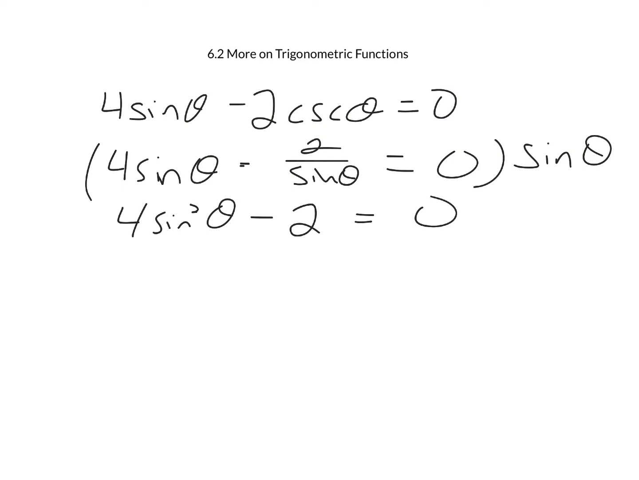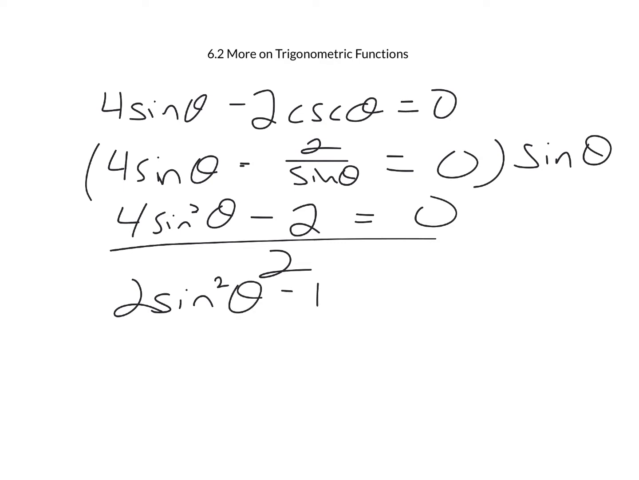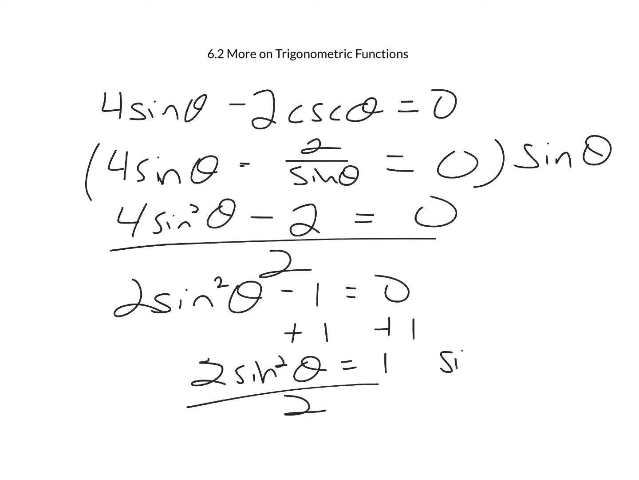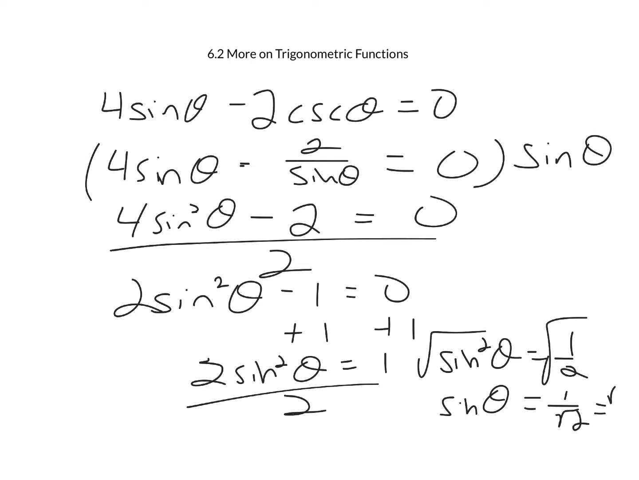So we need to factor now, right? So if I factor this, I can just simply divide out 2 to make our lives a little easier. And then I'm going to isolate sine theta. And sine squared theta is equal to 1/2. Square root. I'm going to get sine theta is equal to 1 over root 2, or root 2 over 2. We should also know it could be positive or negative because we found the square root.